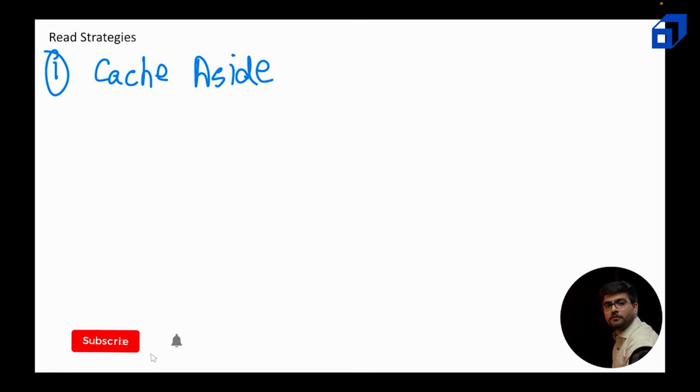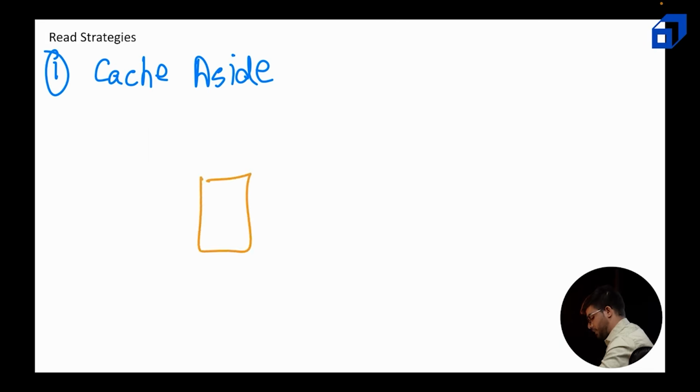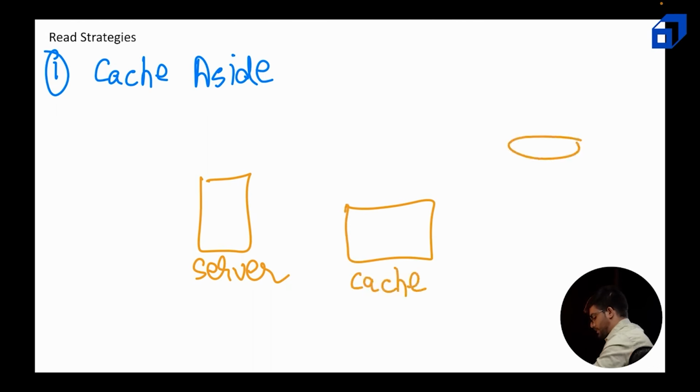Now let's first cover the first one, which is cache aside. So what it means is, let me just recreate the infrastructure as well for the explanation. This is the server, this is the cache, and this is the database.